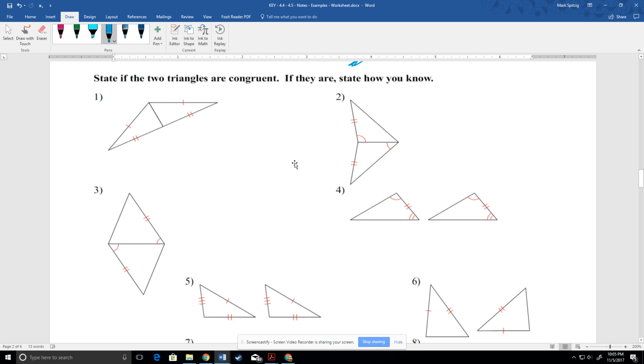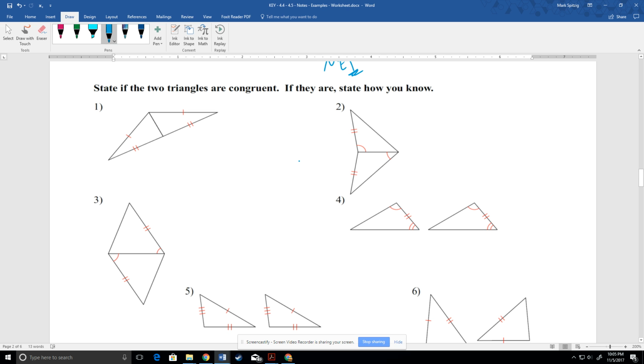All right, say if the two triangles are congruent. If they are, state how we know. Okay, so we're going to go ahead and mark what we know. 1, 2, 3 right there. And that is going to be side, side, side congruence, right?